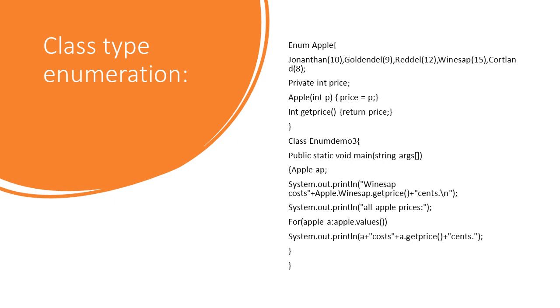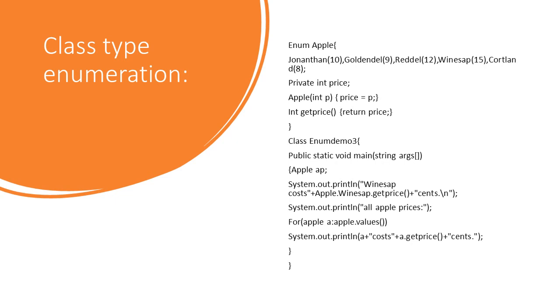I'm using private int price, and Apple(int p) with price equals p. The first is the instance variable price, which is used to hold the price of each variety of apple. The second is the Apple constructor, which is passed the price of an apple. The third is the method getPrice, which returns the price of the apple.